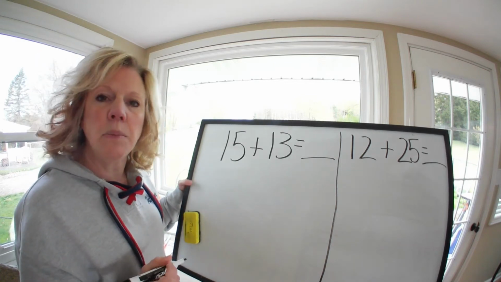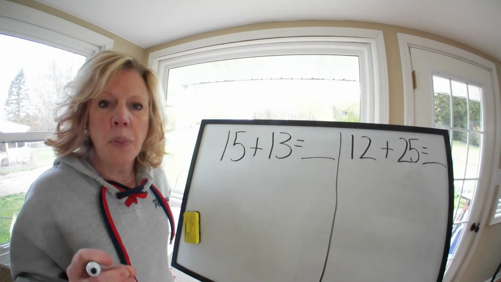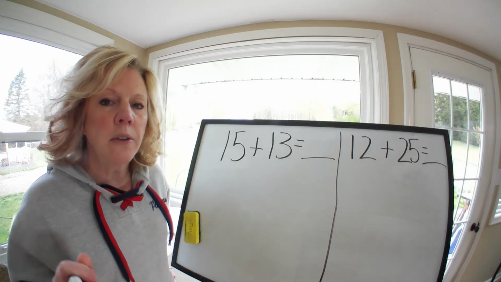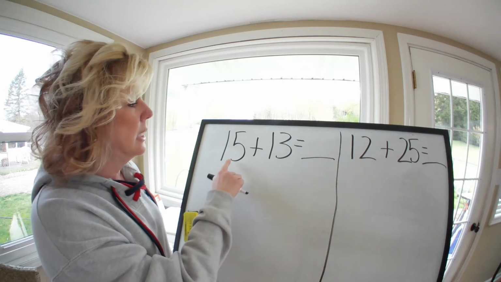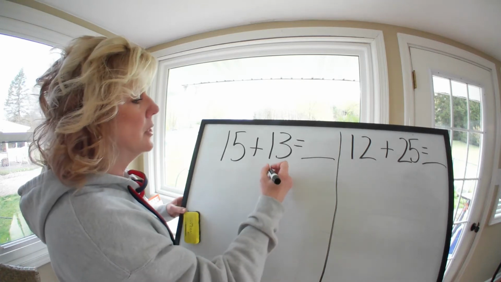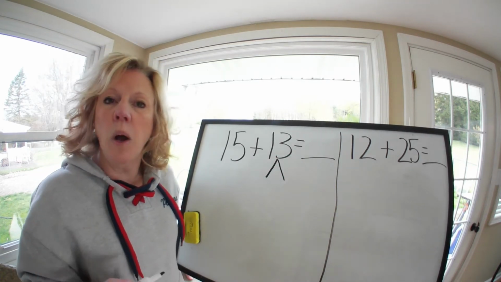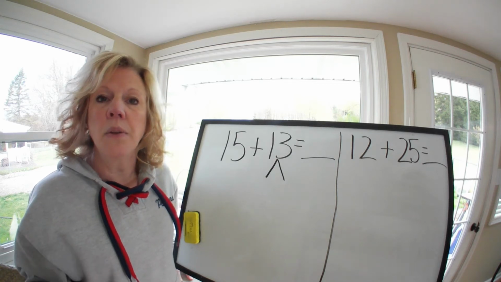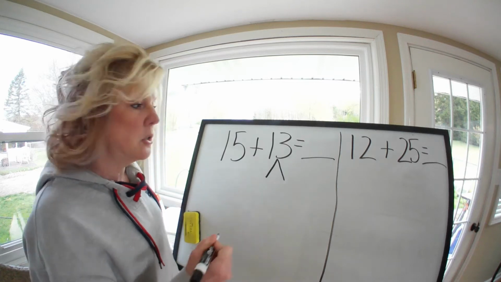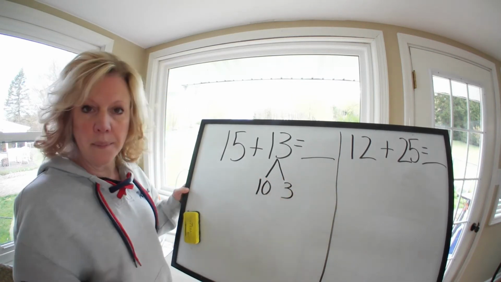The first one is 15 plus 13. Now, what we're doing is we're breaking down the smaller number. Did you hear that? The smaller number. So the first thing in your mind, you need to say which one is smaller, 15 or 13. And you're right if you said 13. So we're going to break this down into tens and ones. You all know that 13 is 10, 3. So we're going to put that 10 closest to the other 2-digit number. So we're going to put 10, 3 right here.